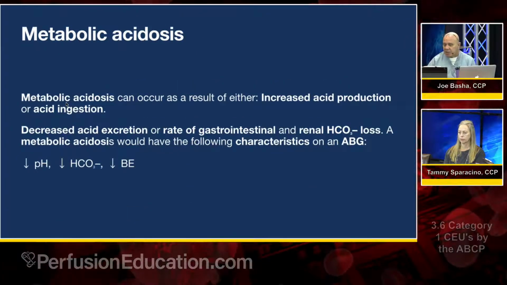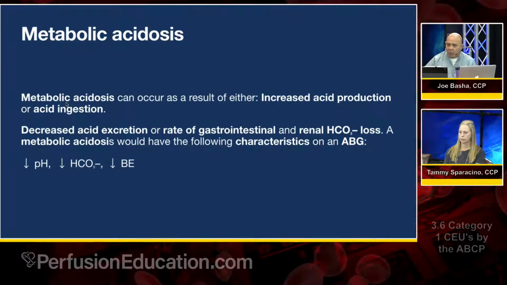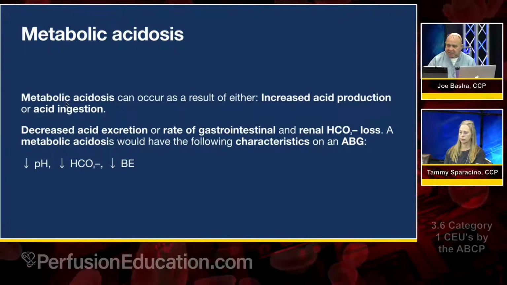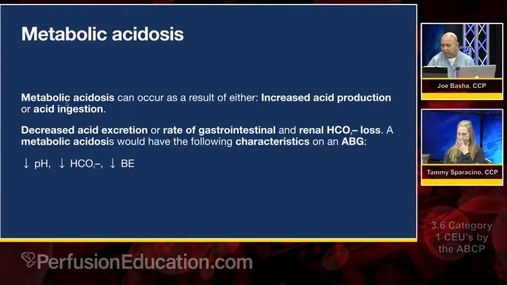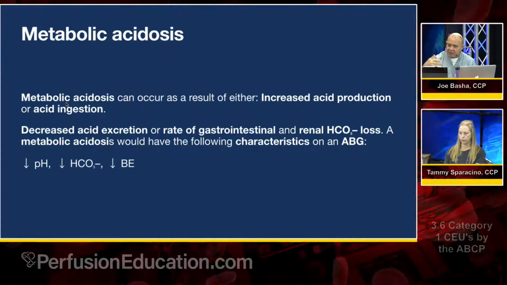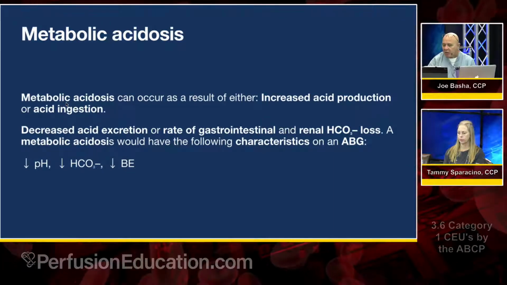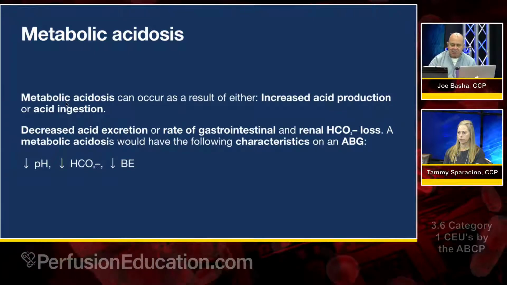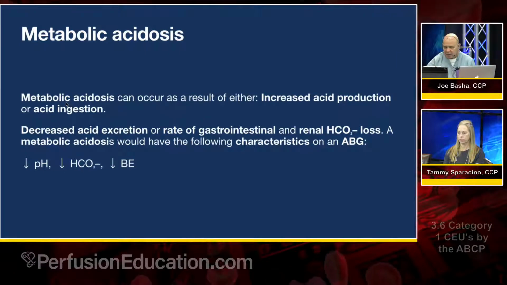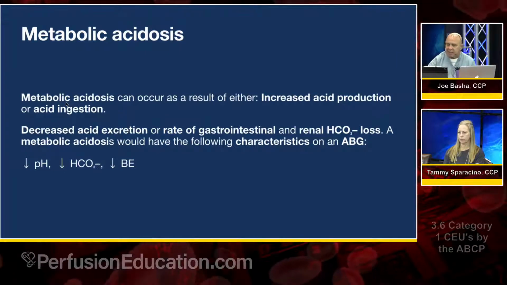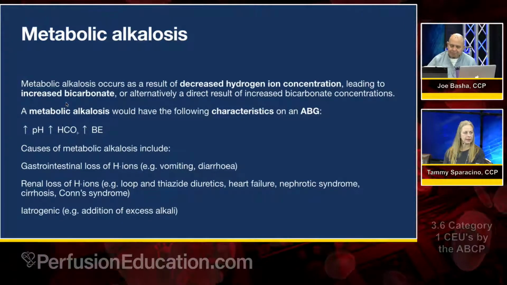Metabolic acidosis can occur as a result of either increased acid production or acid ingestion, decreased acid excretion, or gastrointestinal and renal bicarb loss. So either of those two things. A metabolic acidosis would have the following characteristics on a blood gas: decreased pH, decreased bicarb, and a concomitant decrease in base excess, which would be a base deficit. Right? Base deficit, right.